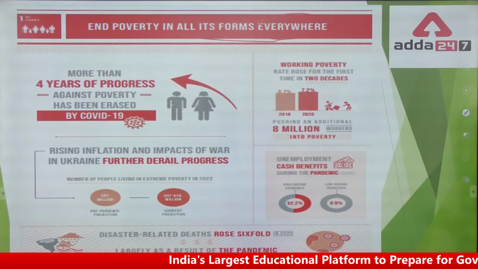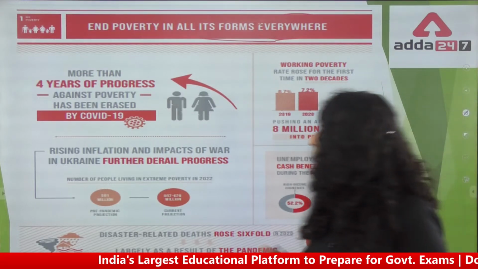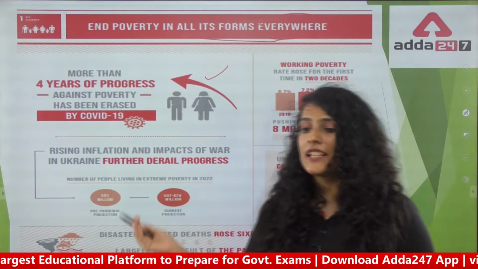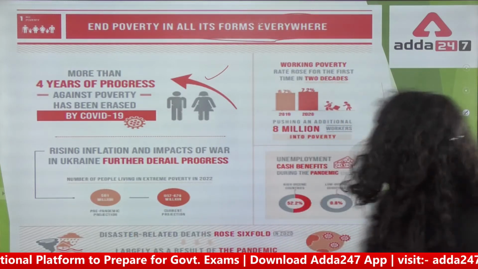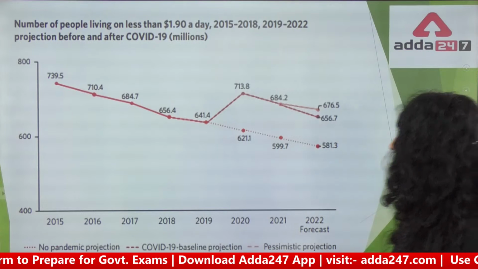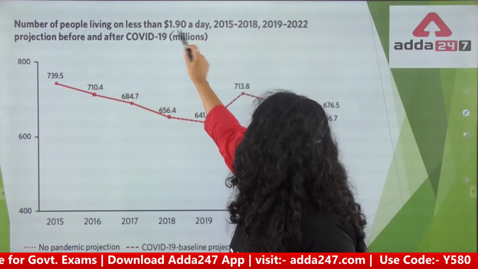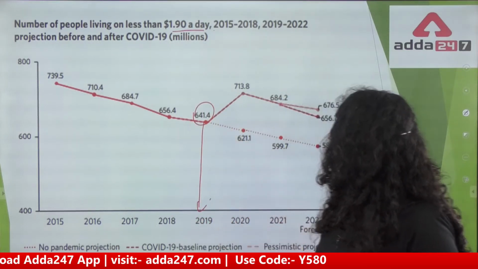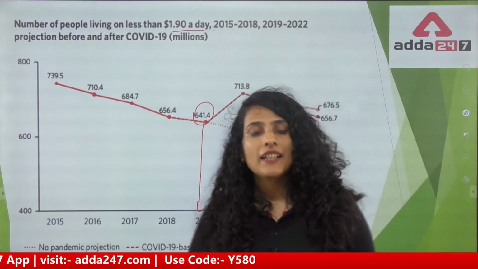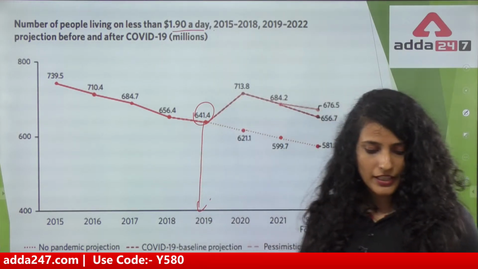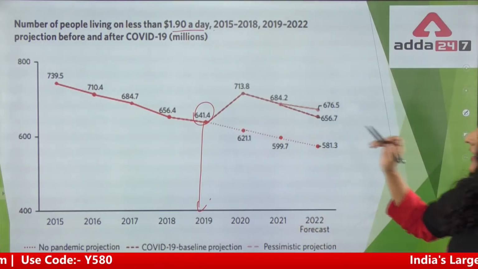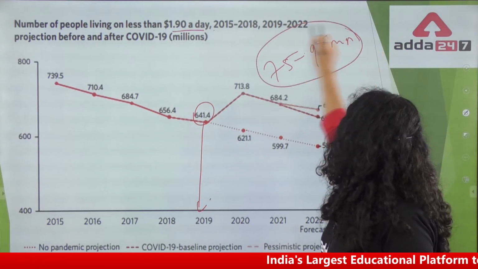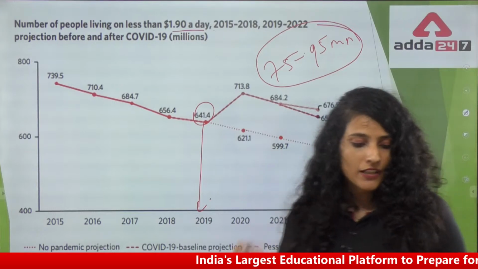So basically it accounts for the status of poverty. ठीक है, more than four years of progress have been taken back because of the COVID-19 pandemic. As you can see from the graph over here, poverty, number of people living on less than 1.90 a day, they were reducing up until 2019. 2019 तक ये reduce हो रहे थे, but अचानक से pandemic आया, lockdowns began to be imposed, and because of lockdown and everything, 75 to 95 million people were pushed to poverty in 2020 alone.